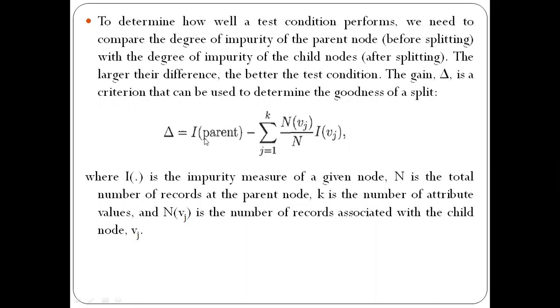Now, in order to determine the difference, here we have this equation: I of parent minus the summation of j equal to 1 to k of N of vj divided by N, times I of vj. This is the delta equation. It determines the difference between the degree of impurity of the parent node and the child node. Here I of parent and I of vj are the impurity measure of the given node, N is the total number of records at the parent node, and k is the number of attribute values.